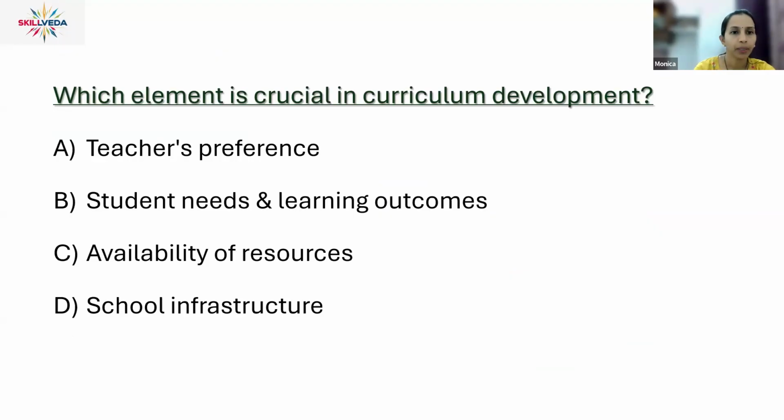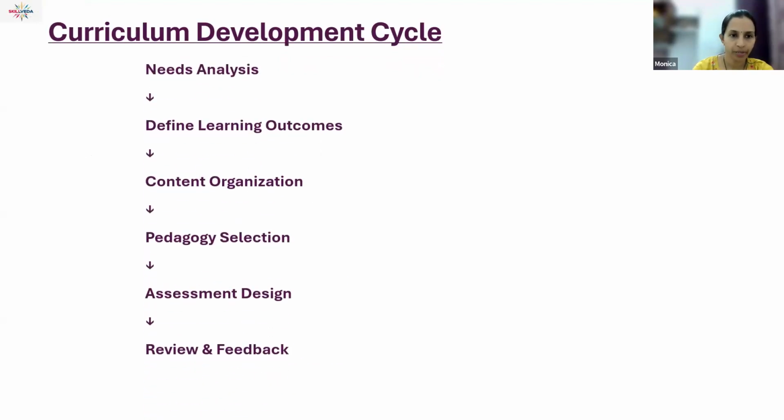Okay. Now, curriculum development cycle. So this is a continuous cycle which has some important points in it. So first, we need to do the analysis. We begin by understanding the learner needs, the gaps, and the context. Then we define our learning objectives. Next, we clearly state what students should know and be able to do. Okay. Then content organization. This is very important. We select and sequence the content logically to achieve those outcomes.